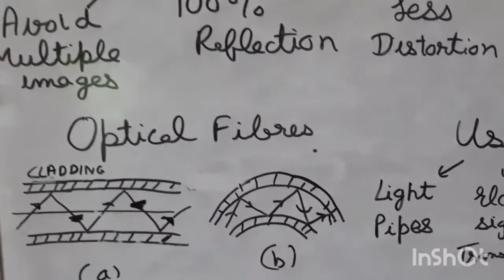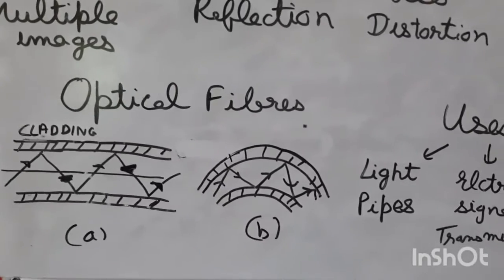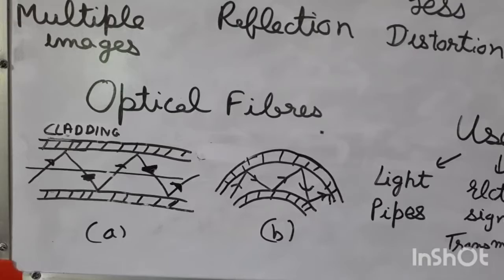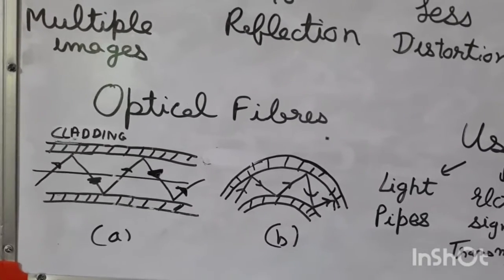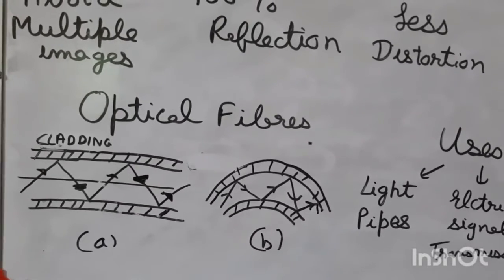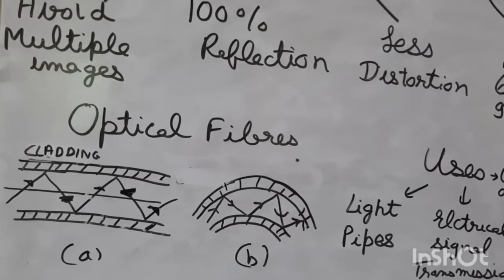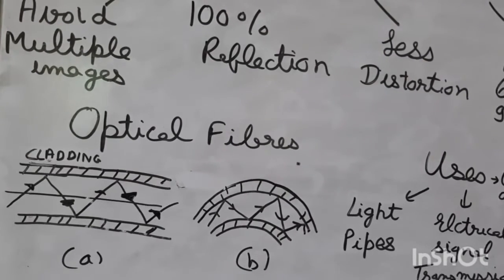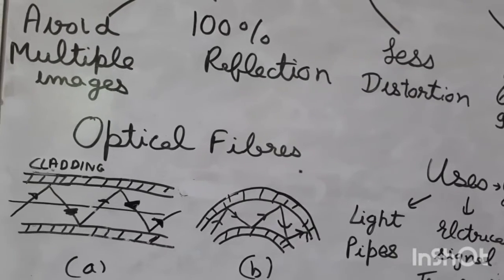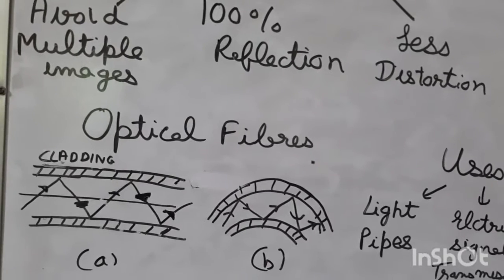Now we will discuss the last application of the total internal reflection, that is optical fibers. First of all, we will define what is an optical fiber. Optical fiber is a device which transmits light introduced at one end to the other end with very little loss of light, and it is based on the principle of total internal reflection.